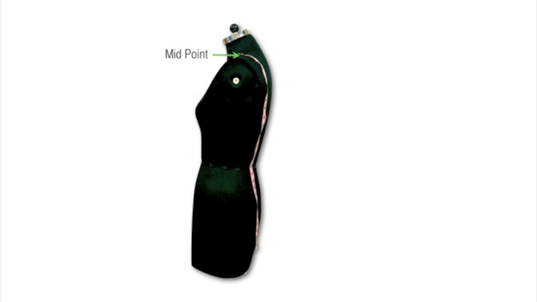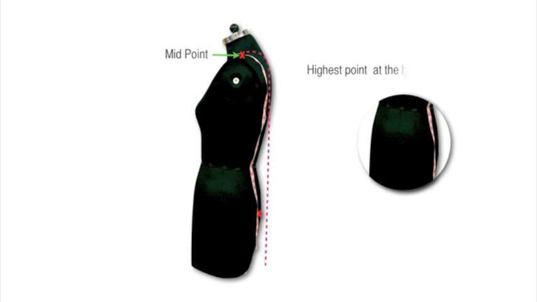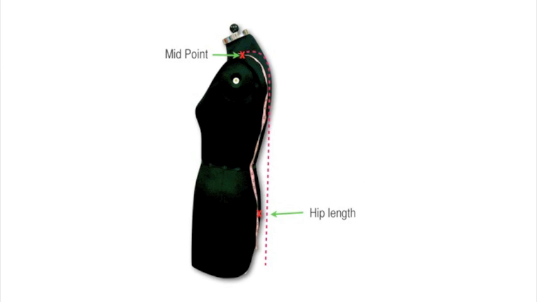Now coming to your hip length. Your hip length ends at the highest point of your buns. Start again with the midpoint and leave the tape loose, and the level at which you have the highest point of your buns is your hip level. Mark that point and that is your hip length. There you have all your vertical measurements.